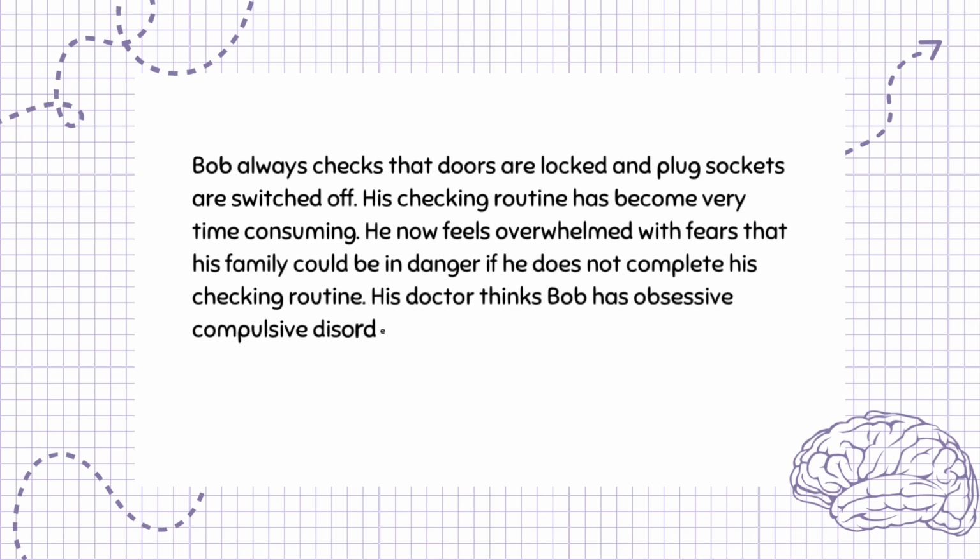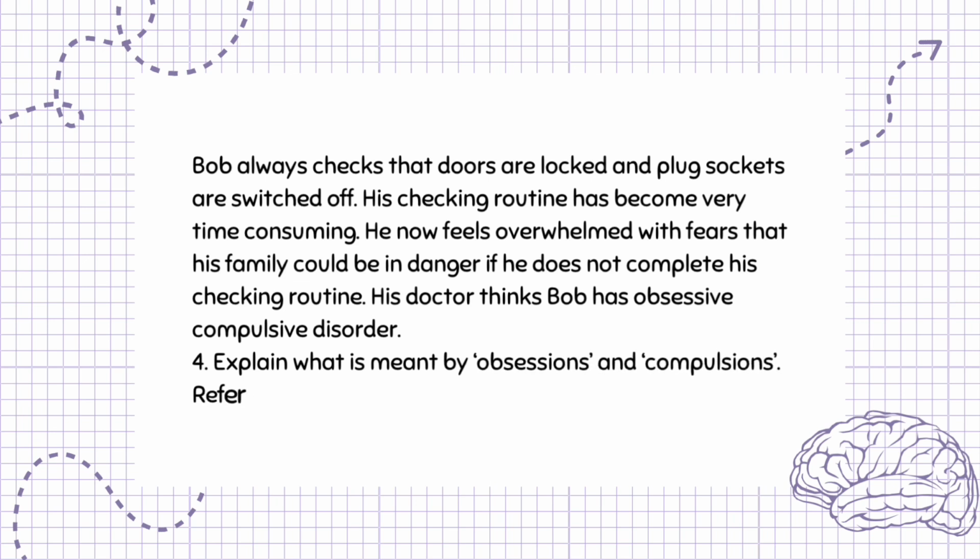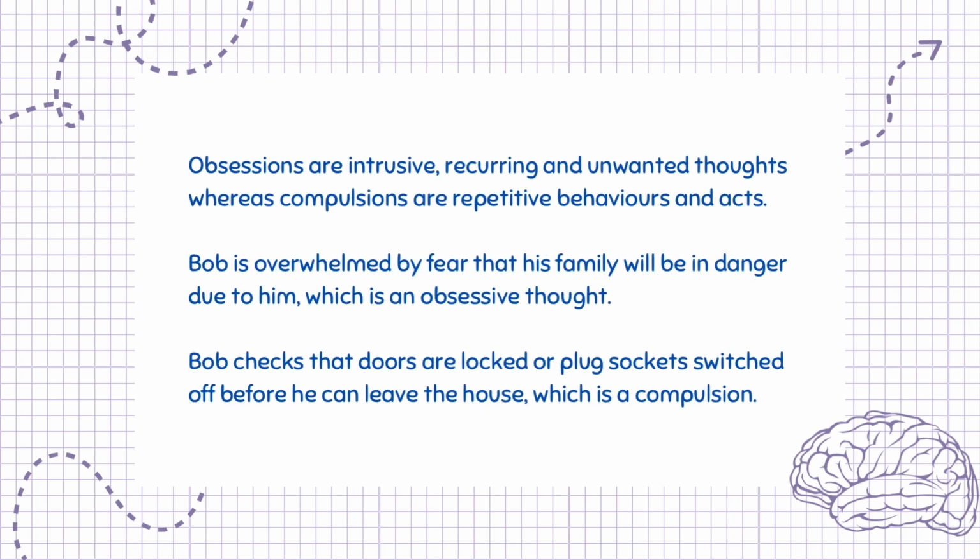Question 4. Explain what is meant by obsessions and compulsions. Refer to Bob in your answer. 4 marks. Obsessions are intrusive, recurring and unwanted thoughts, whereas compulsions are repetitive behaviors and acts. Bob is overwhelmed by fear that his family will be in danger due to him, which is an obsessive thought. Bob checks that doors are locked or plug sockets switched off before he can leave the house, which is a compulsion.